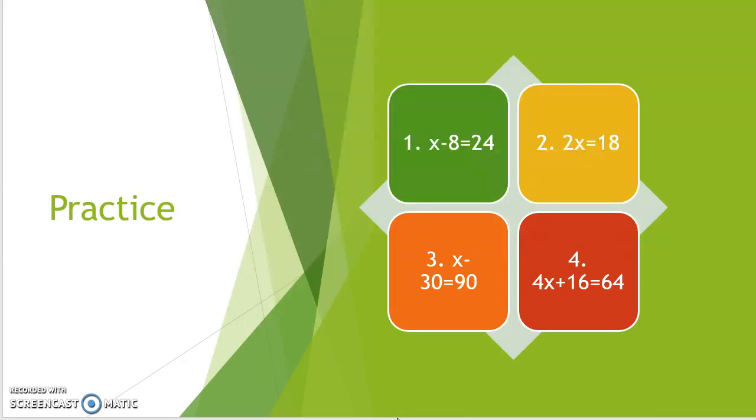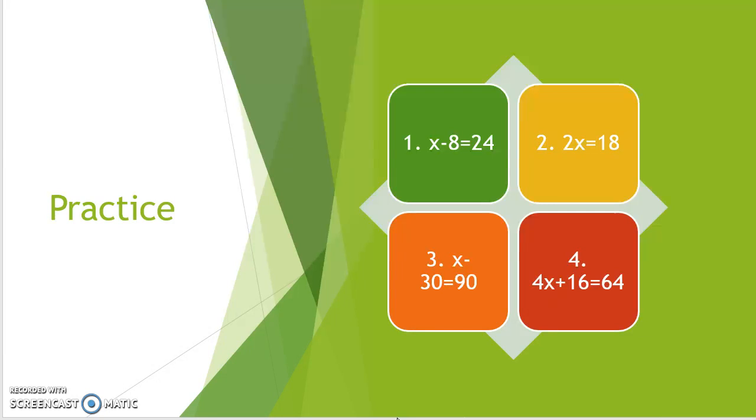Now what I'd like you to do is practice. So I put 4 different problems here. The first one, x minus 8 equals 24. The second one, 2x equals 18. Number 3, x minus 30 equals 90. Sorry, that's a little confusing. It's x minus 30 equals 90. So you can write that down.